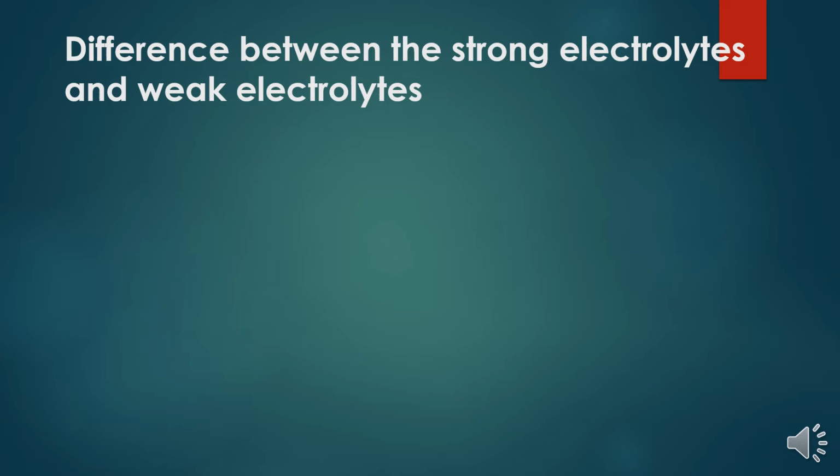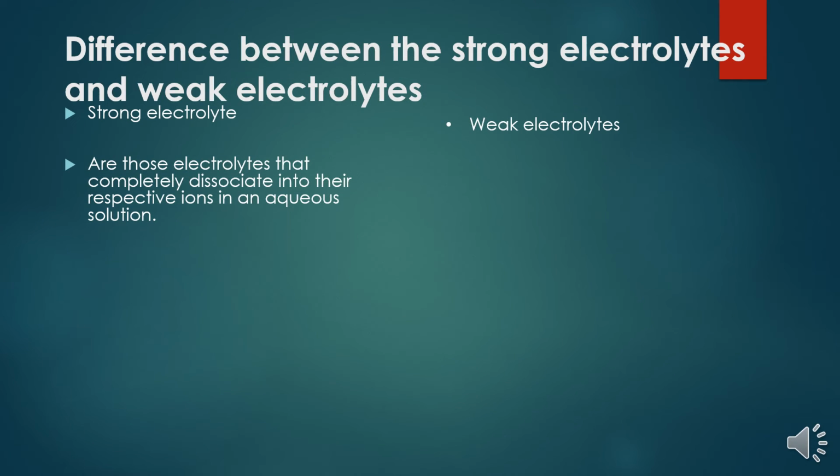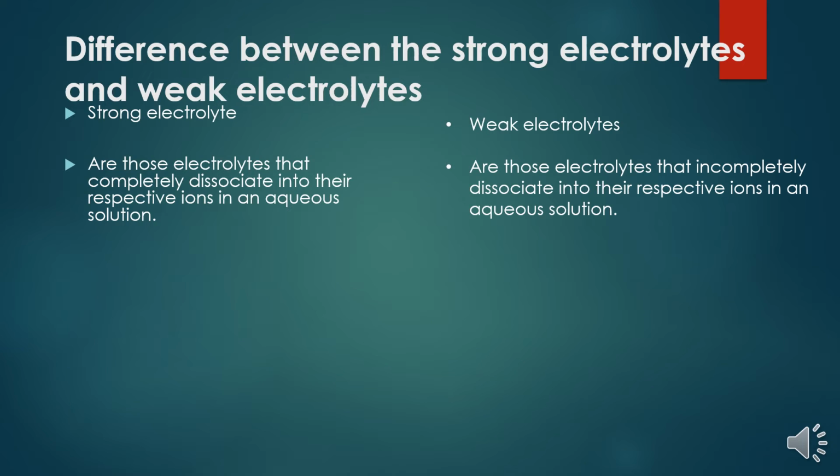Let's tabulate. Let's look at the differences between strong electrolytes and weak electrolytes. Okay, so we have strong electrolytes and we have weak electrolytes. The first difference is strong electrolytes are electrolytes that completely dissociate or break down into their respective ions in an aqueous solution, whereas weak electrolytes are electrolytes that incompletely, not all, incompletely dissociate into their respective ions in an aqueous solution.